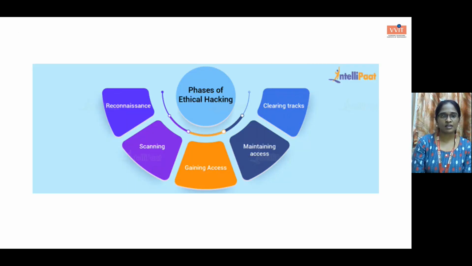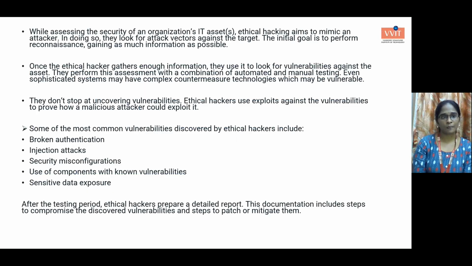There are typically five phases in ethical hacking: reconnaissance, scanning, gaining access, maintaining access, and clearing tracks. While assessing the security of an organization's IT assets, ethical hacking aims to mimic an attacker. In doing so, they look for attack vectors against the target. The initial goal is to perform reconnaissance, gaining as much information as possible.